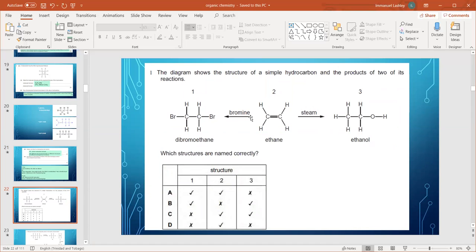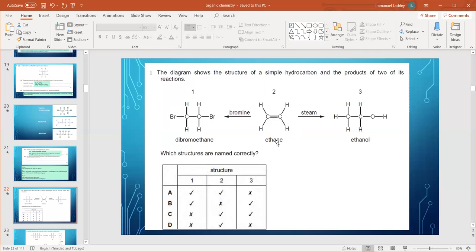All right, next question. The diagram shows the structure of a simple hydrocarbon and the products of two of its reactions. So you have dibromoethane: di because there are two bromine atoms attached to the compound, one on either side, hence dibromo. Bromo because it's representing bromine, eth because there are two carbon atoms, and ane because there are only single bonds. So you have dibromoethane, and that is produced when bromine is added to ethene.